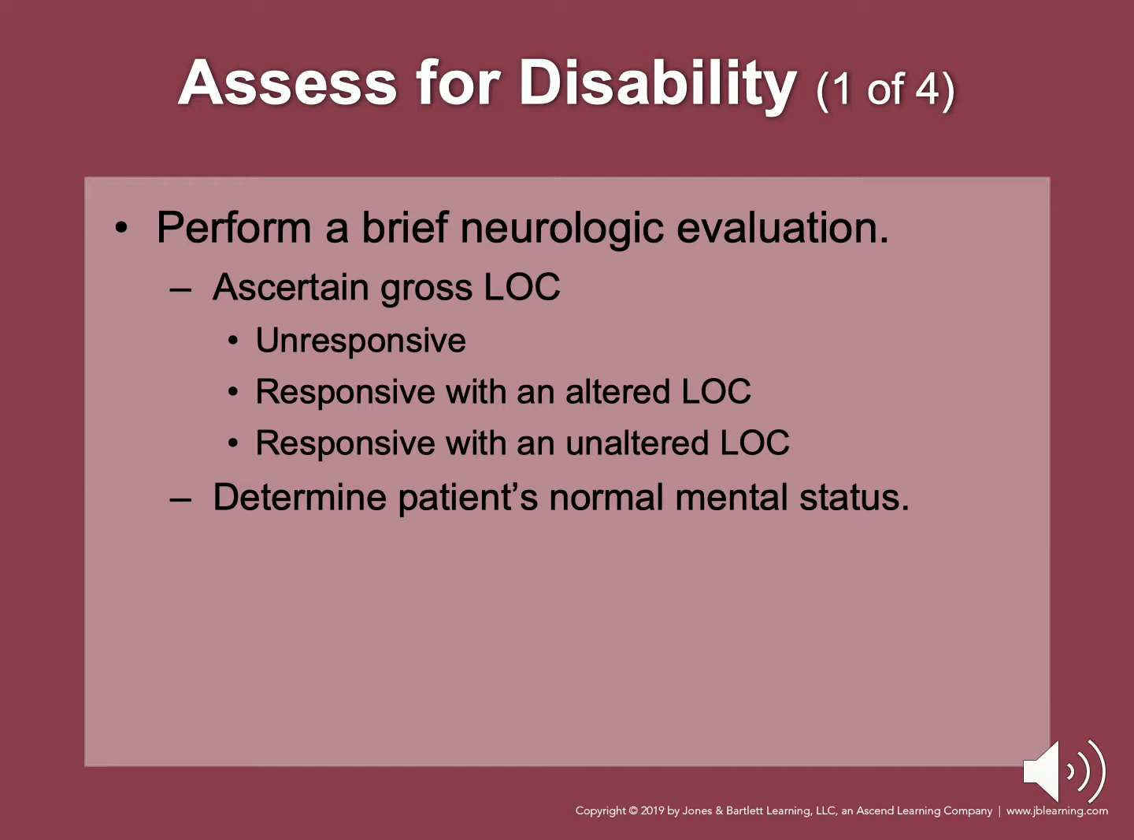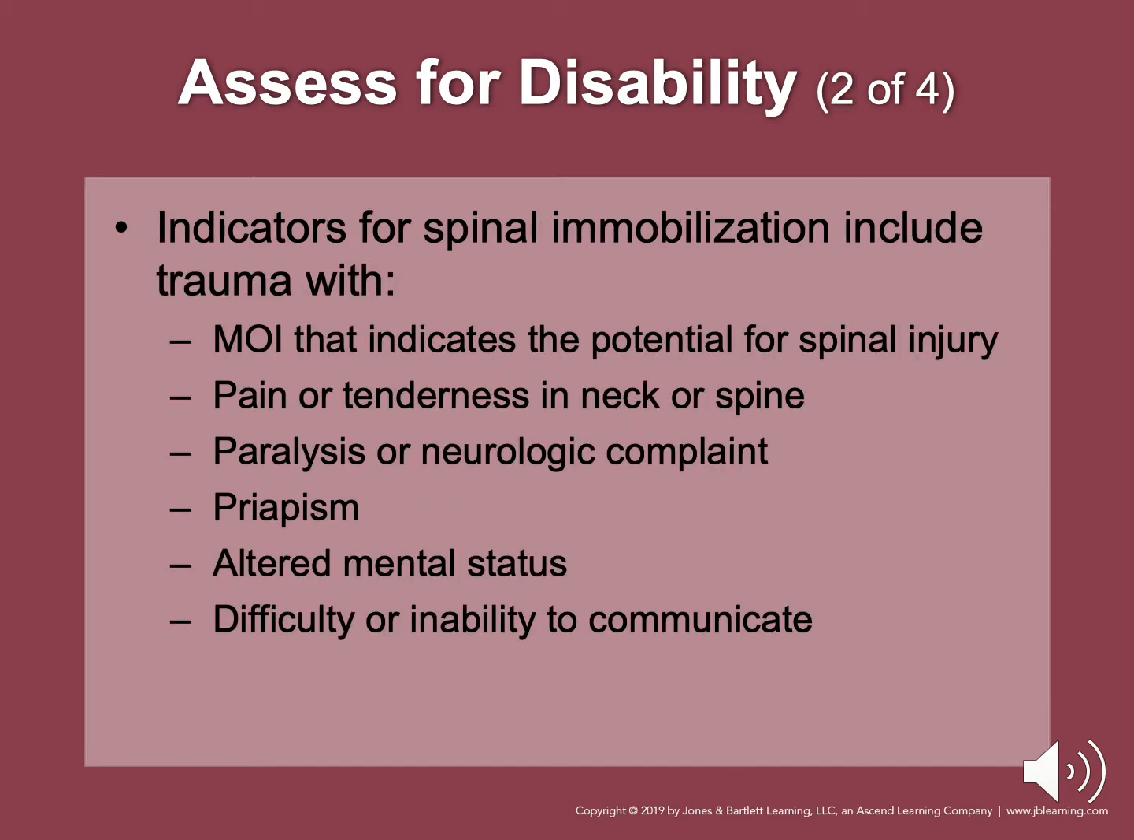All right, indicators of spinal motion restriction include mechanisms that indicate potential for spinal injury, either blunt or penetrating trauma, pain or tenderness in the neck or spine, or the patient reports pain in the neck or back. Also paralysis or neurological complaint, priapism, blunt trauma with any of the following: altered mental status, intoxication, difficulty or inability to communicate. Also remember, you need to find out from your local system about your spinal clearance protocols and policies, so make sure you don't deviate from those.